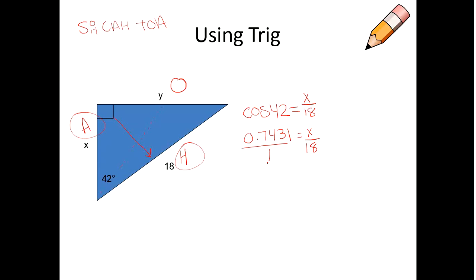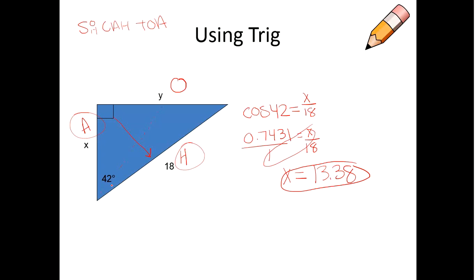Now, if I put this over 1, that's going to allow me to cross multiply. It's going to make my life a little easier. So I'm going to get x equals whatever 18 times 0.7431 is, which it looks like, doing it on my calculator quick, 13.38 if I round to 2 decimal places, right?